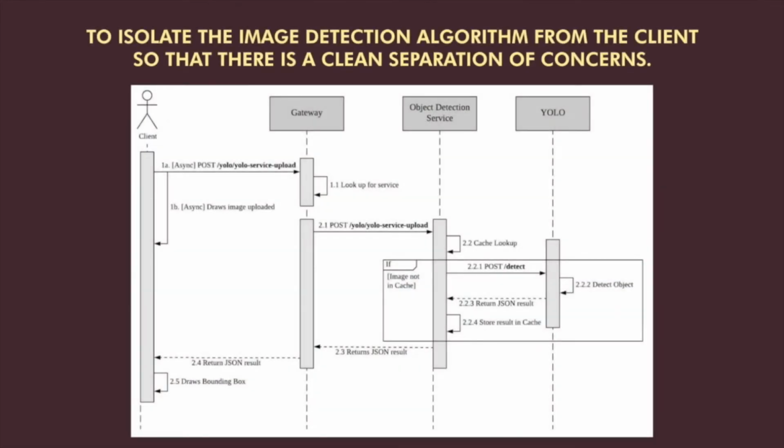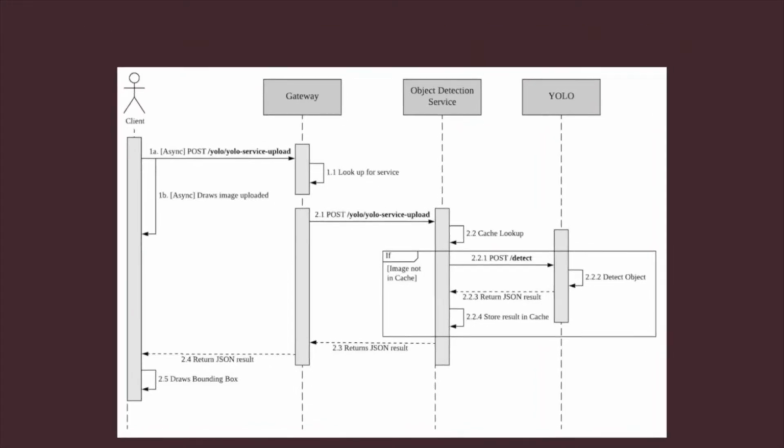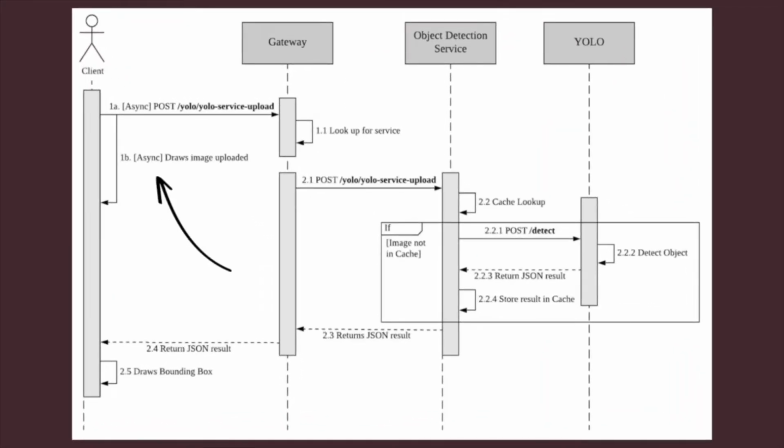The sequence diagram illustrates the idea of isolating the image detection algorithm from the client so that there is a clean separation of concerns. One of the main highlights is how step 1A and 1B are performed asynchronously in the client side. Drawing of the image uploaded by the user, although not having its object recognized yet, will be done asynchronously together with the sending of requests to the server side.